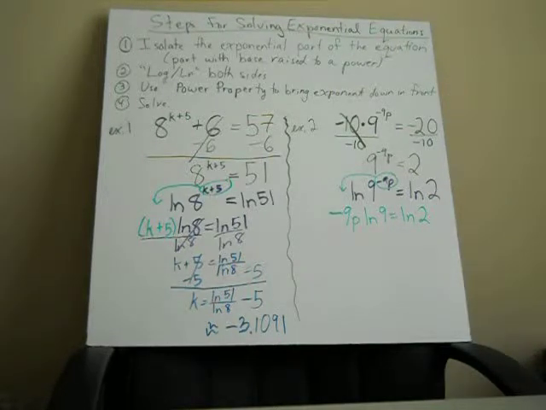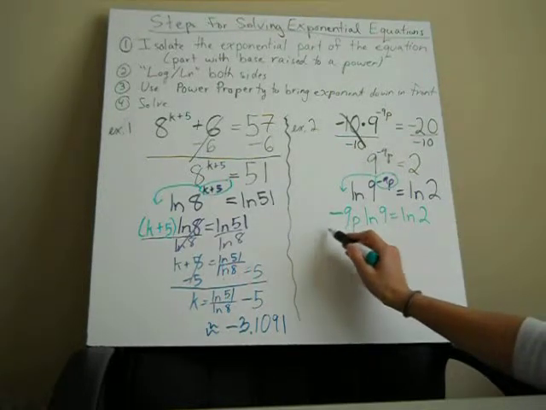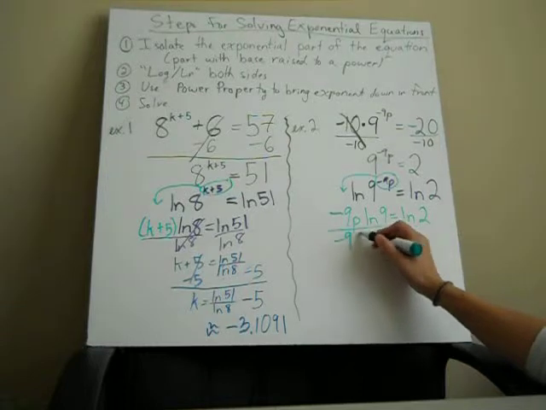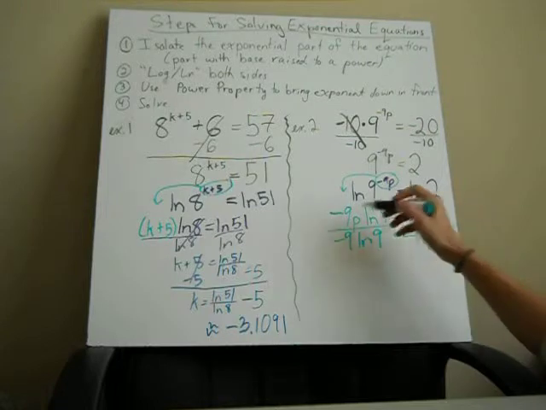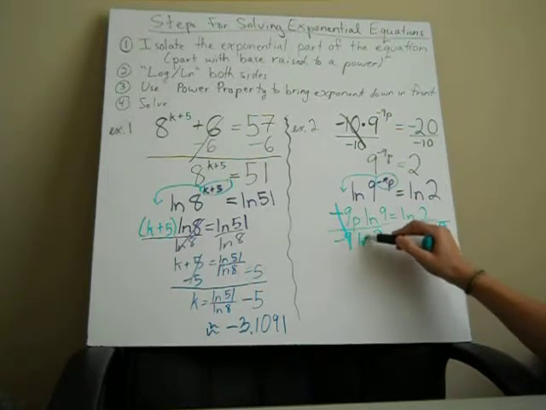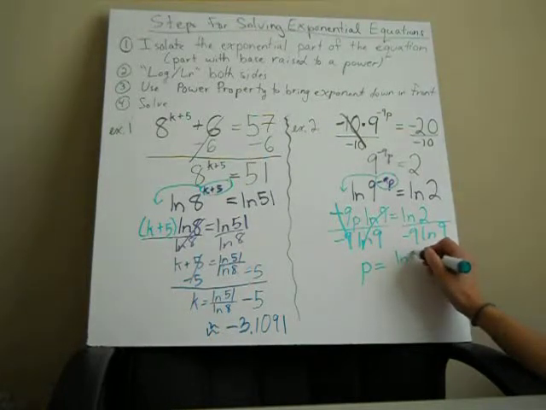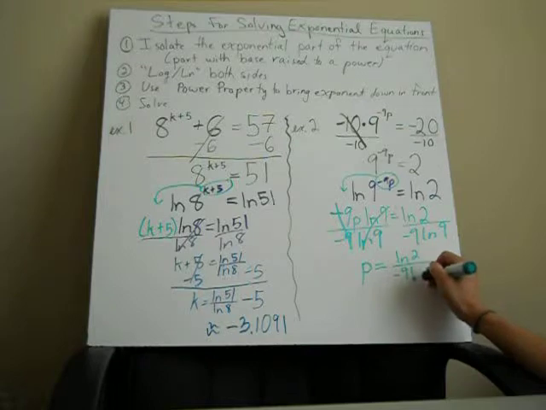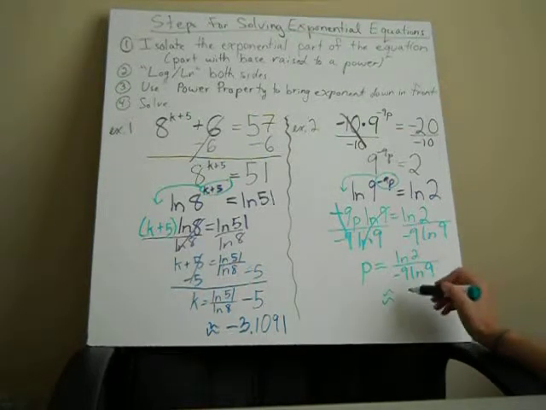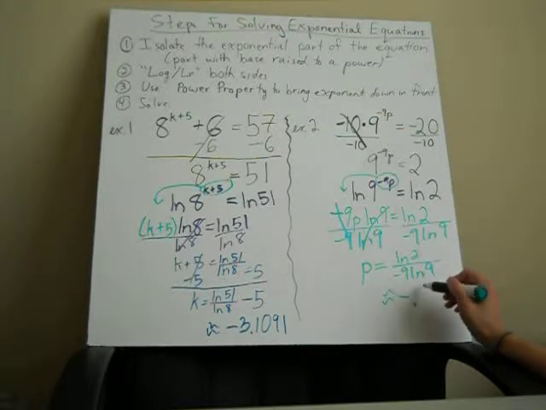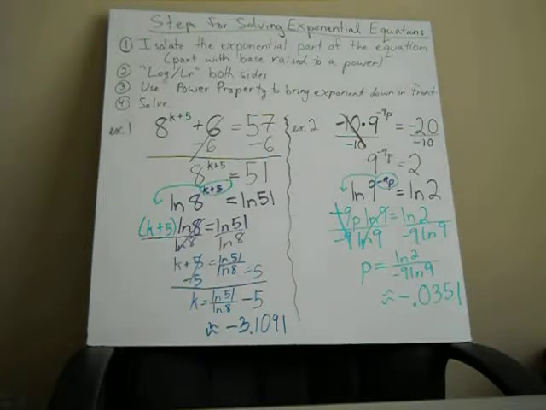Alright, and lastly, because I'm trying to just solve for p, both of these are being multiplied, which means I could divide by both of them. So I'm going to divide by negative 9, natural log of 9. So the negative 9's cancel here, the natural log of 9 cancels there, and I'm left with p is equal to the natural log of 2 divided by negative 9 natural log of 9, and that approximate answer is negative 0.0351. Okay, that's it.